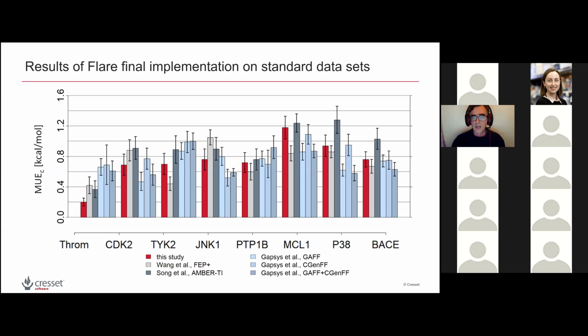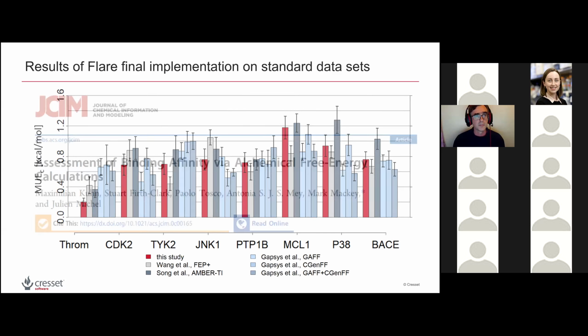On average, we are slightly better than both Amber TI and the non-equilibrium method that was published by Gapsys et al. towards the end of last year. So, on the whole, we seem to be doing okay. Obviously, there's room to improve. We'd like to get better, but so would everybody else.